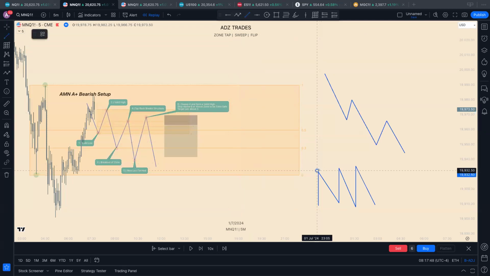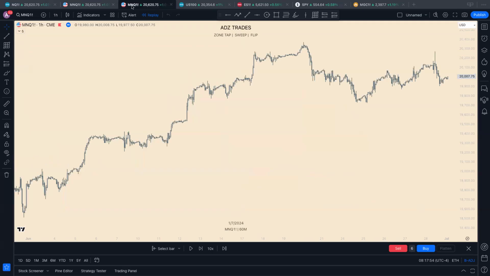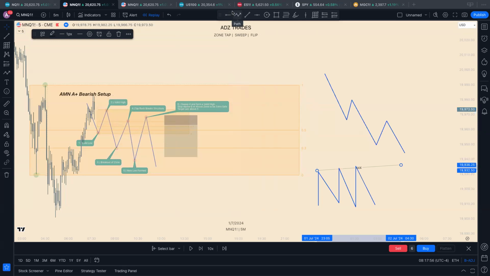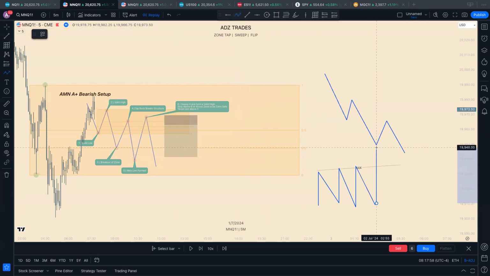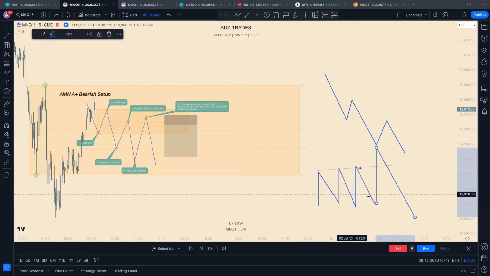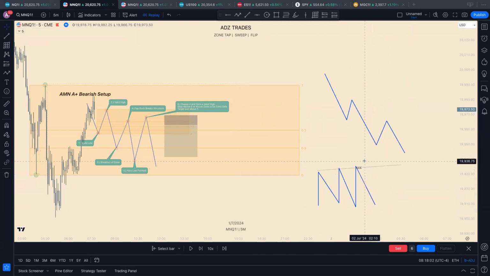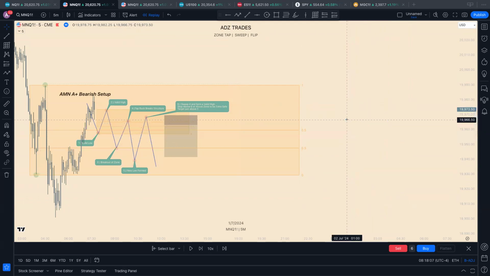Once we sweep all this liquidity, price will come back above here, stop out everybody, and then continue lower. That is a liquidity sweep when we're looking for sells. So we need to incorporate this liquidity when we come into our strategy.